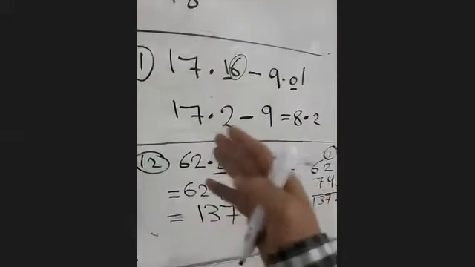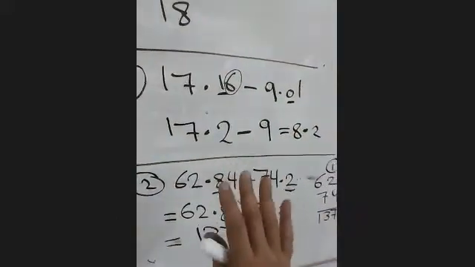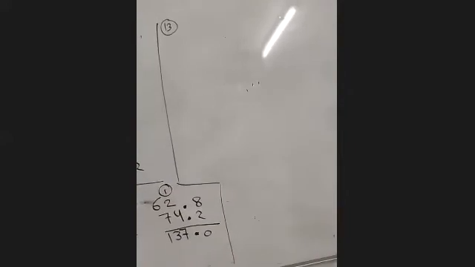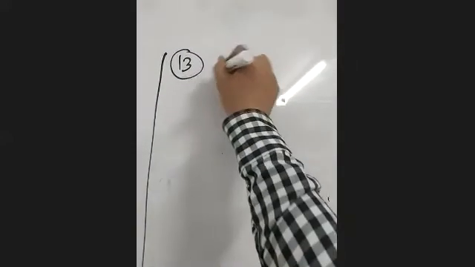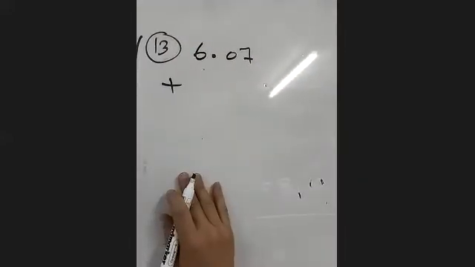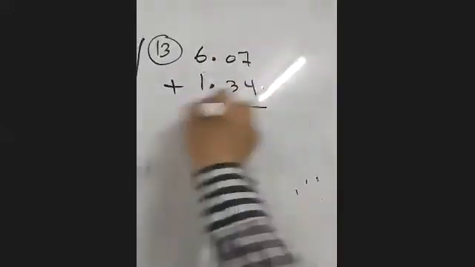But here, guys, in these questions, we round first, then we add or subtract. It depends on the question always. In question 13, they want us to add directly. What do we have in question 13? Say the numbers, ya bni. 6.07 plus 1.34. Yalla, add.